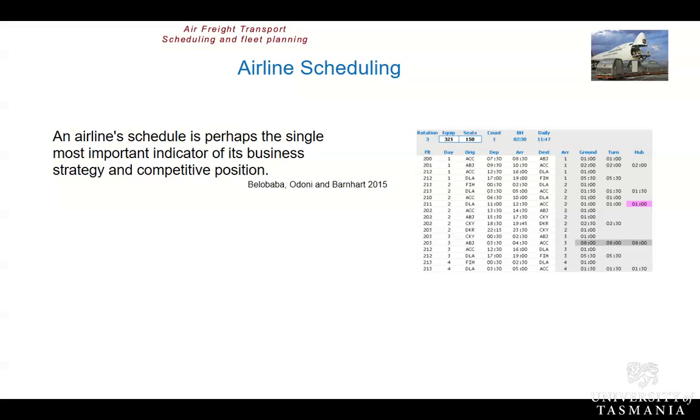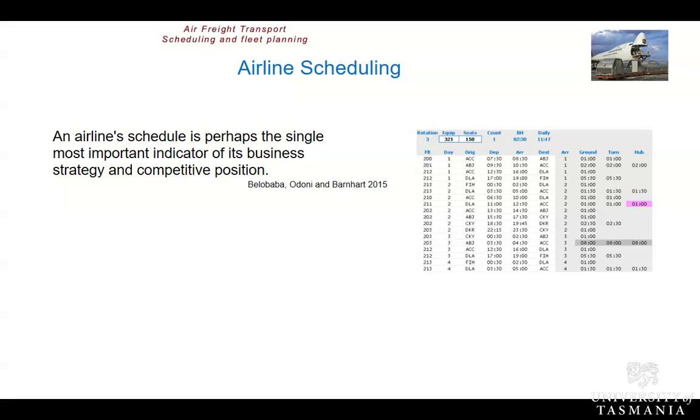So the first area we're going to look at today is airline scheduling. Now, according to Bellababa, Adoni and Barnhart, an airline schedule is perhaps the single most important indicator of a business strategy and competitive position.